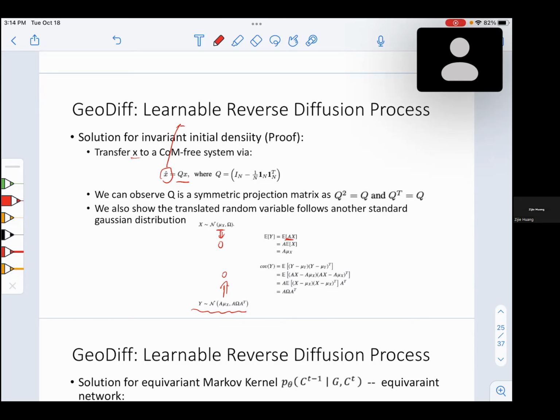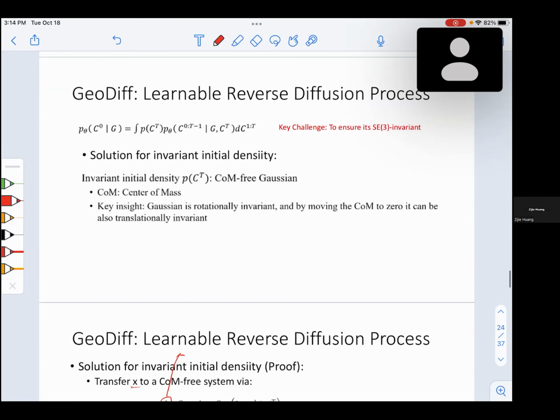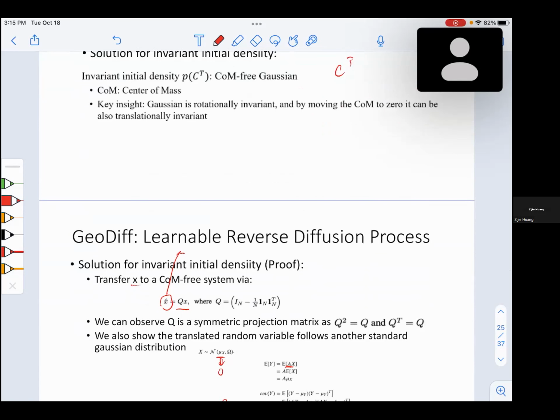So that means for each CT, for example, here, when we sample it from a standard Gaussian distribution, the sampled CT is not a COM-free system. We can always transform it by subtracting the average of each coordinate over the particles to guarantee that this system can achieve translation and rotation equivariance, because rotation equivariance is naturally guaranteed by the Gaussian distribution.